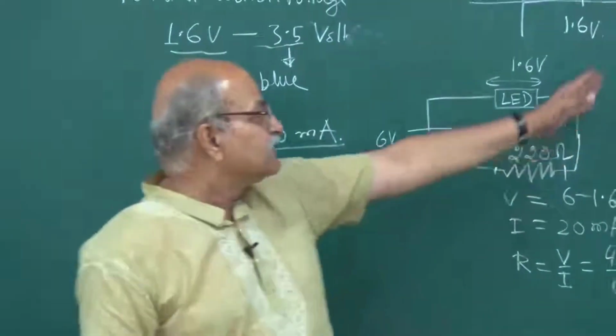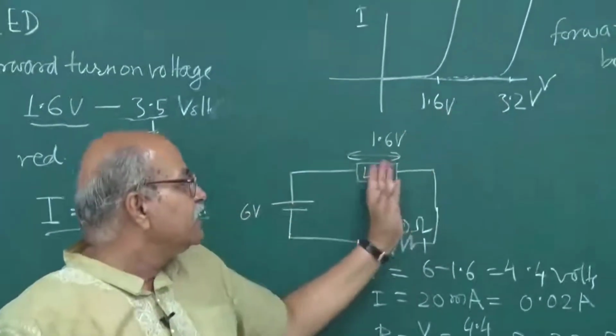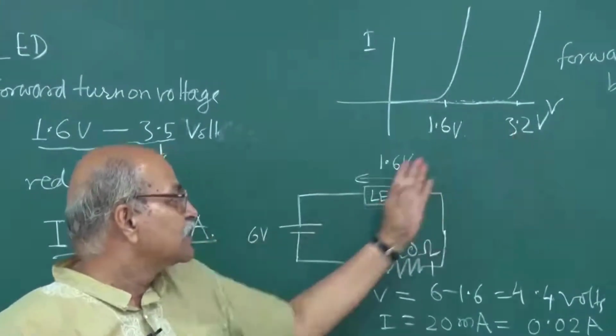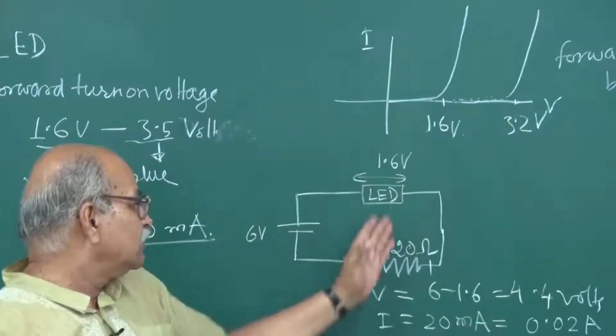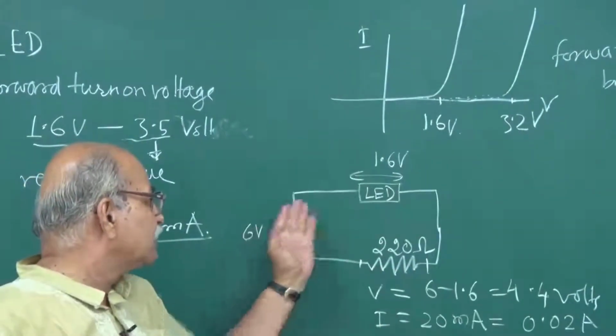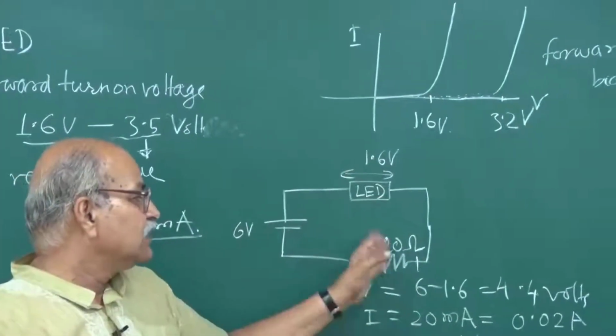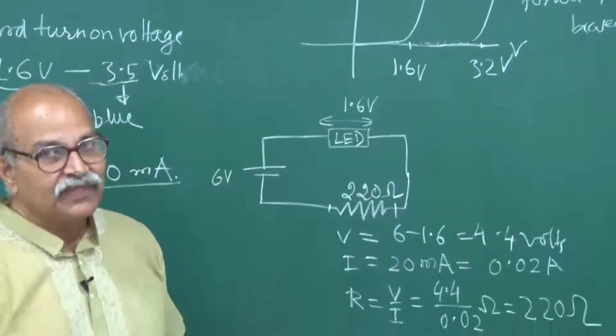Whereas if you have this blue LED here, the forward turn-on voltage is 3.2 volts, then on this resistance you have 6 volt minus 3.2, and correspondingly you can calculate.